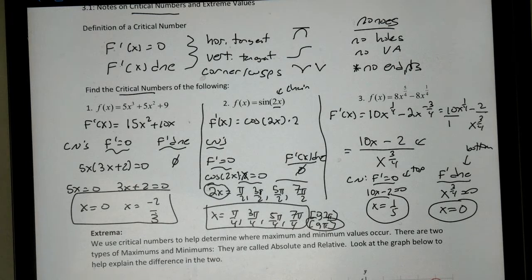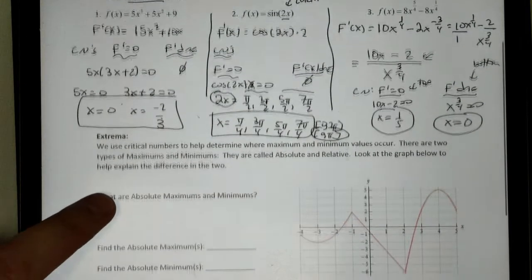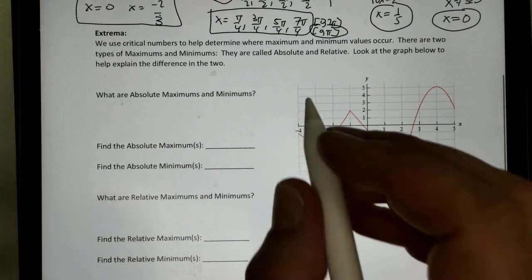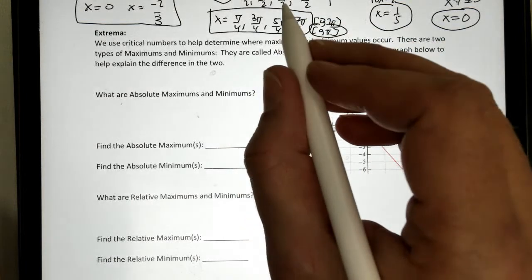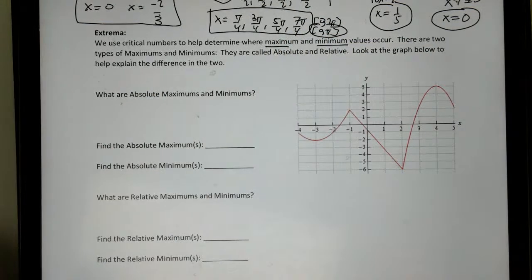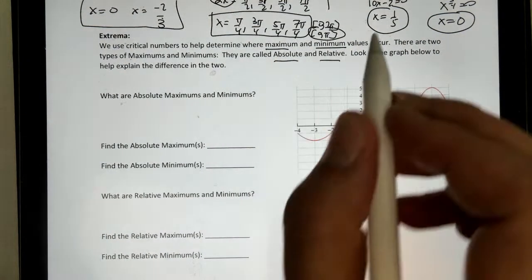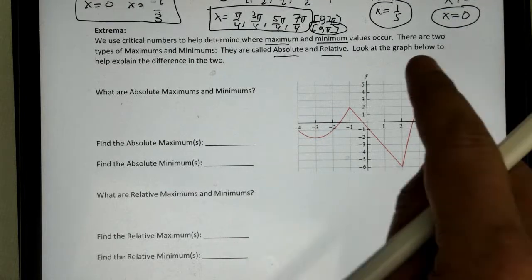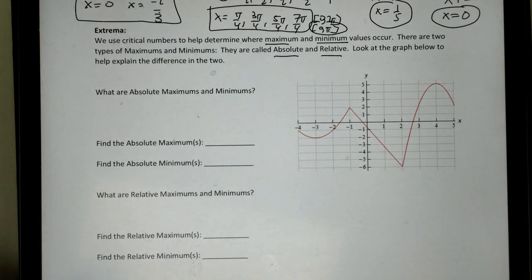All right, so why do we like critical numbers? Well, a critical number helps us to determine where we have a maximum and a minimum value. Now, there are two types of maximums and minimums. We call them absolute and relative. So let's look at the graph below to help explain the difference between the two.